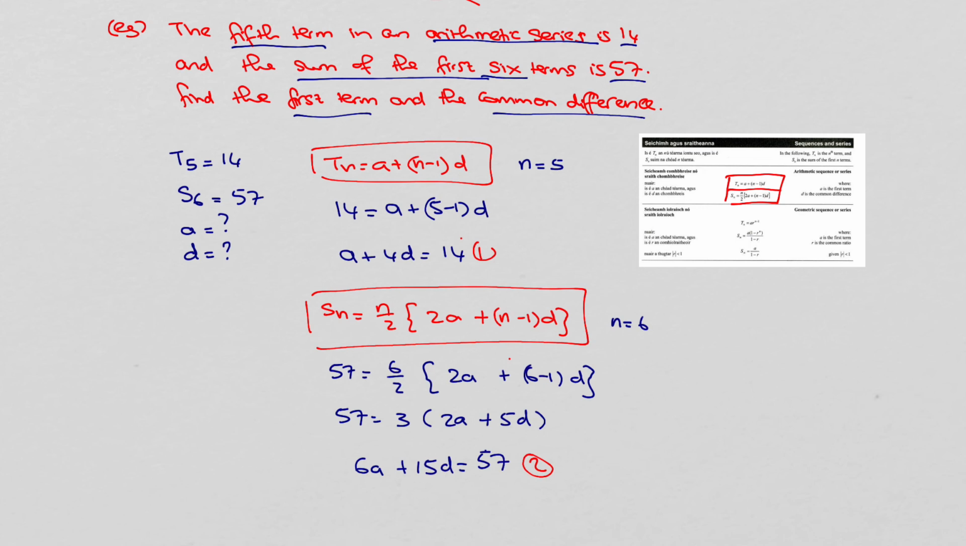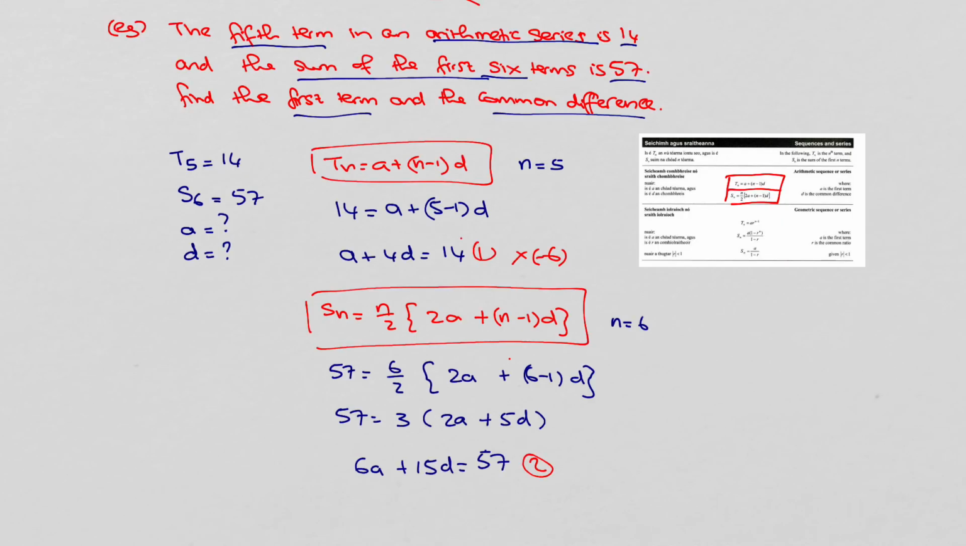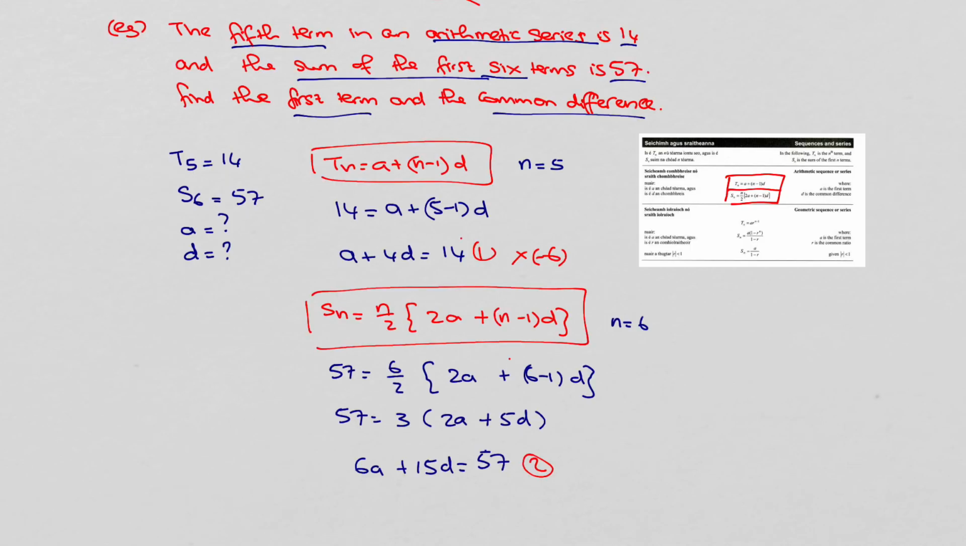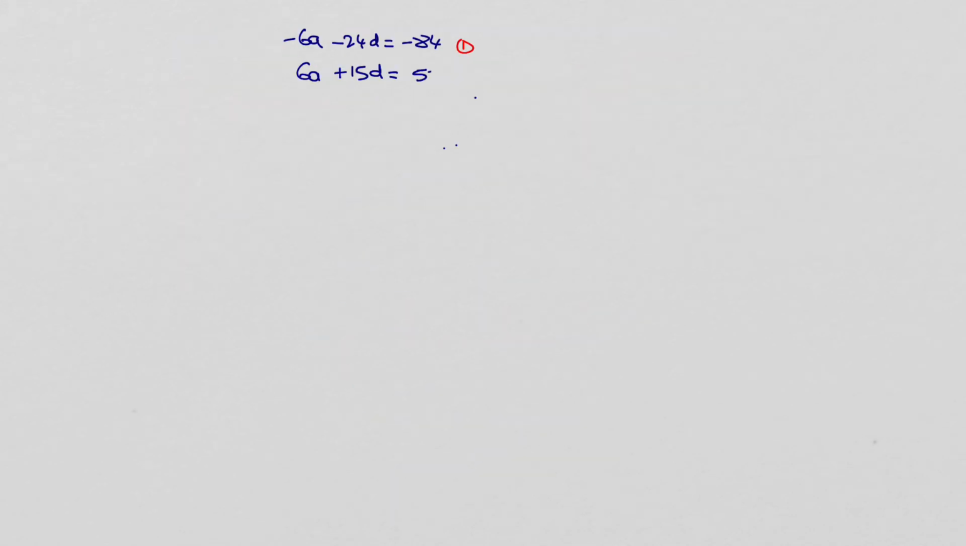So we might want to look at which one we're going to cancel, a or d. So I'm going to multiply the first one there by minus 6. So that will give us minus 6a minus 24d is equal to minus 84. And then we have 6a plus 15d is equal to 57.